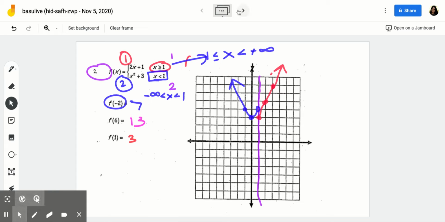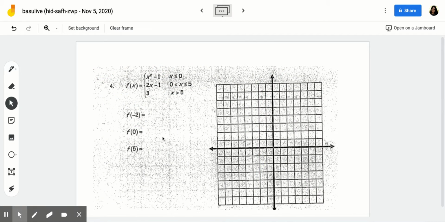Okay, let's go to number 4. So I'm skipping over 3, but that'll be in the answer key attached to this Google Classroom material. Okay, so now let's look at this. I have 3 pieces. Let's start with the first piece. This one, they are written in order. Let's be able to read this.